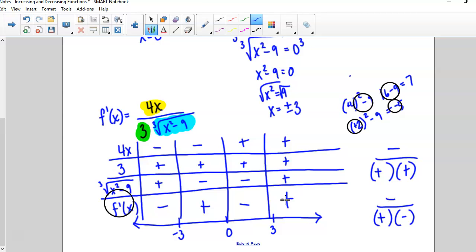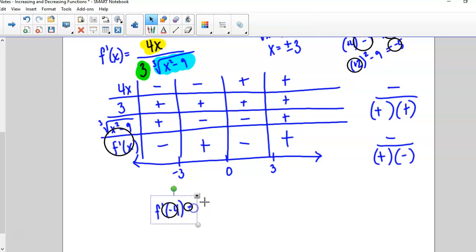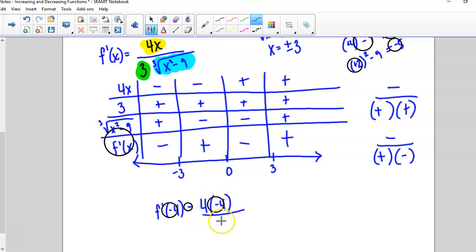Okay, you don't necessarily have to do it that way. You could have just done f prime of negative 4, plugging in negative 4 for x: 4 times negative 4 over 3 times the cube root of negative 4 squared minus 9. The only thing is I think that takes a while to do. And I have done this a lot where I think the chart is a little bit easier. But what we're really concerned with is that derivative and what sign it has.